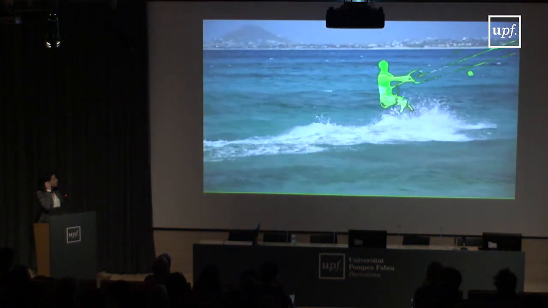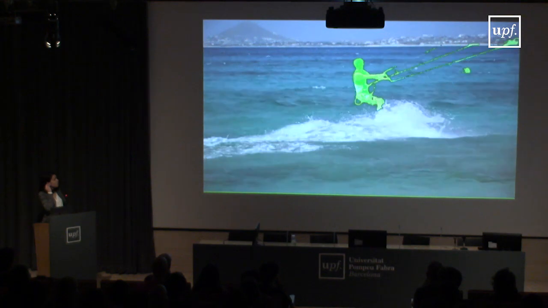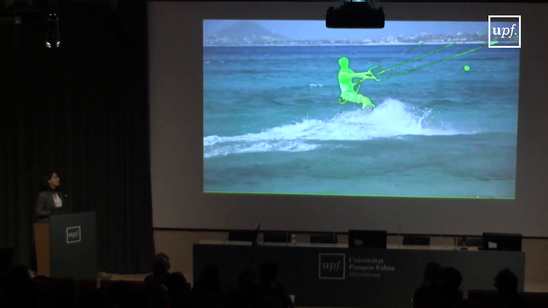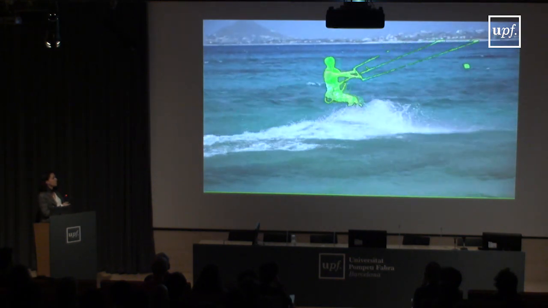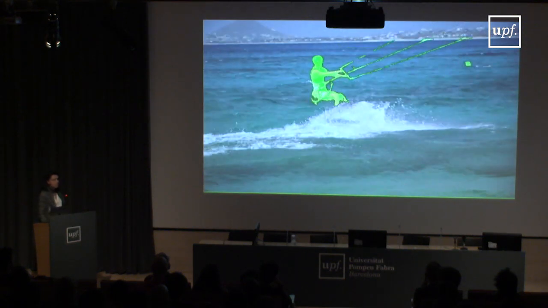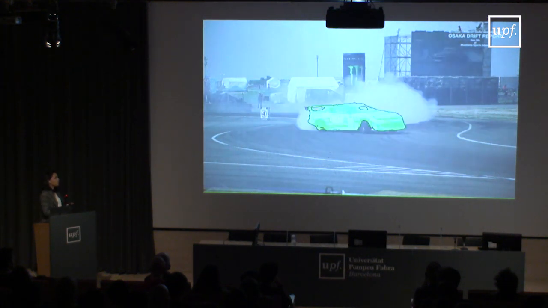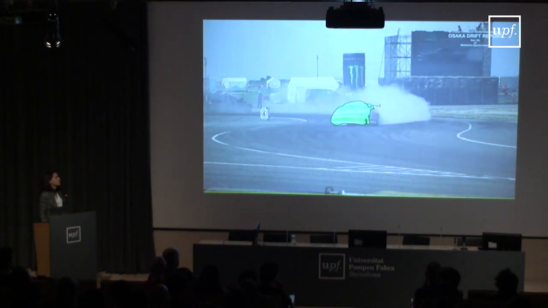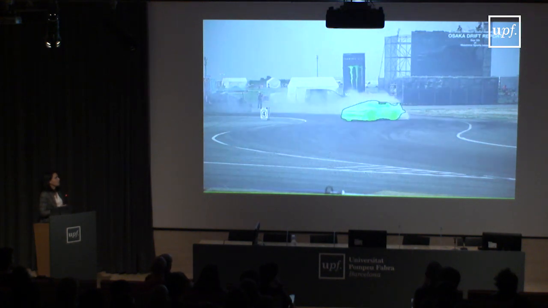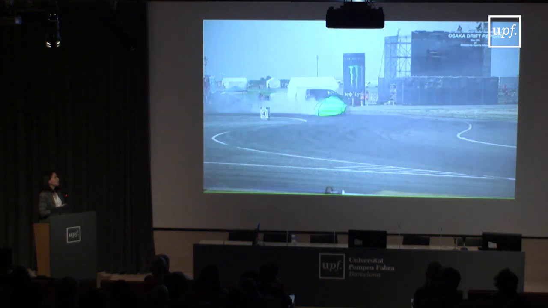And so with this, we can actually get pretty accurate segmentations, even for these hard, highly dynamic scenes where we have all these water splashes. We have these thin structures of the kite surfer. And also classically difficult scenes where there's a lot of pose change of the objects. There are a lot of occlusions also given by the smoke. But we can still recover pretty good segmentation masks for these objects.